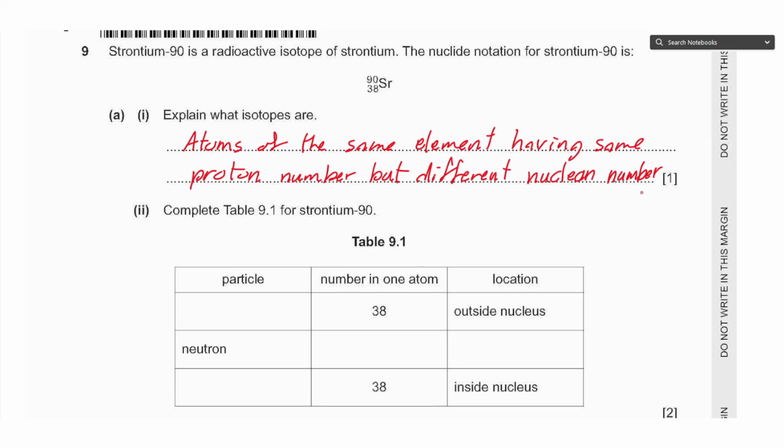Part (i) says complete table 9.1 for strontium-90. We have the name of the particle, the number of the particles and the location. Is it outside the nucleus or inside the nucleus? The only type of particle that is outside the nucleus is the electron. So the last one is proton, inside the nucleus, and the neutron is also inside the nucleus. And we have the nucleon number here 90 and the proton number is 38. So if we need to get the neutron number, we subtract 38 from 90. That gives an answer of 52 neutrons.